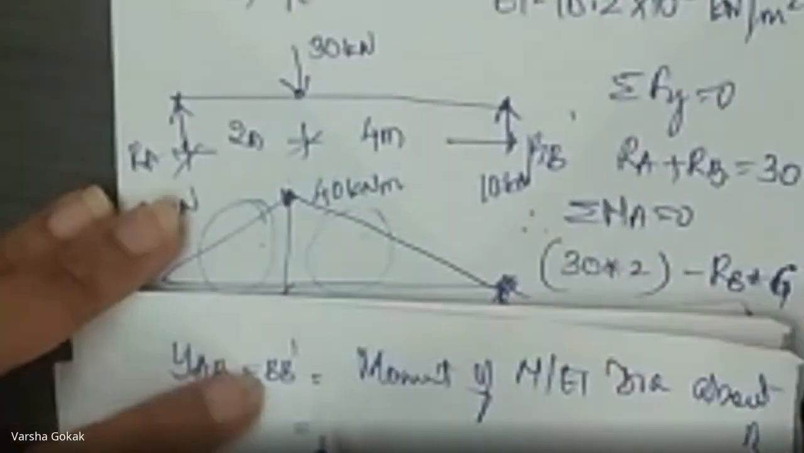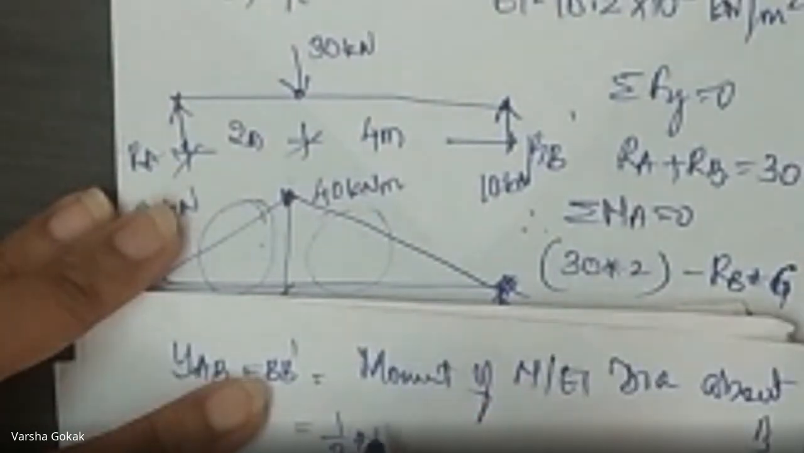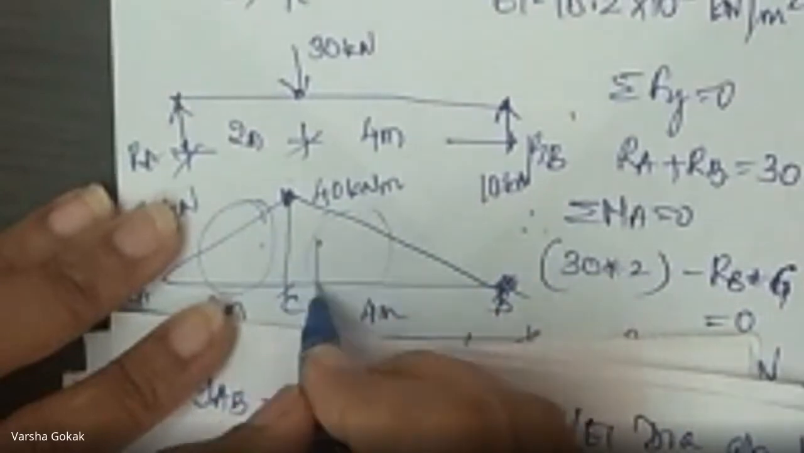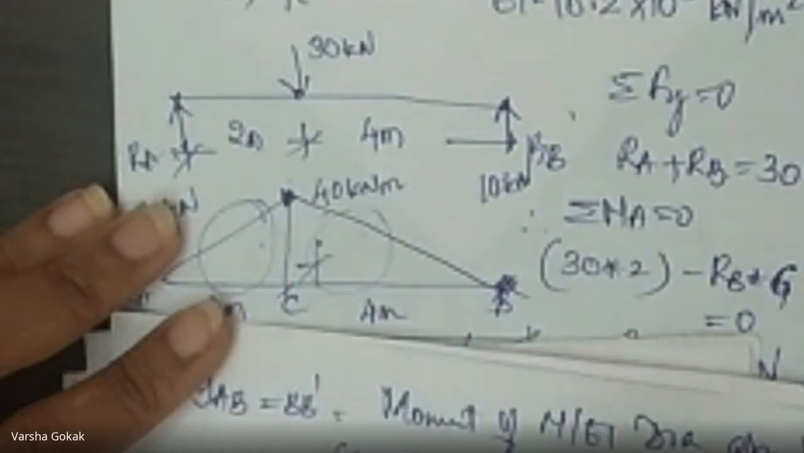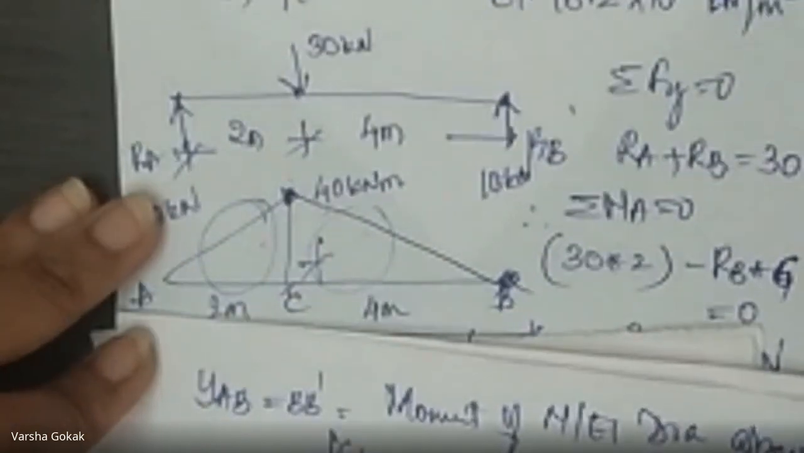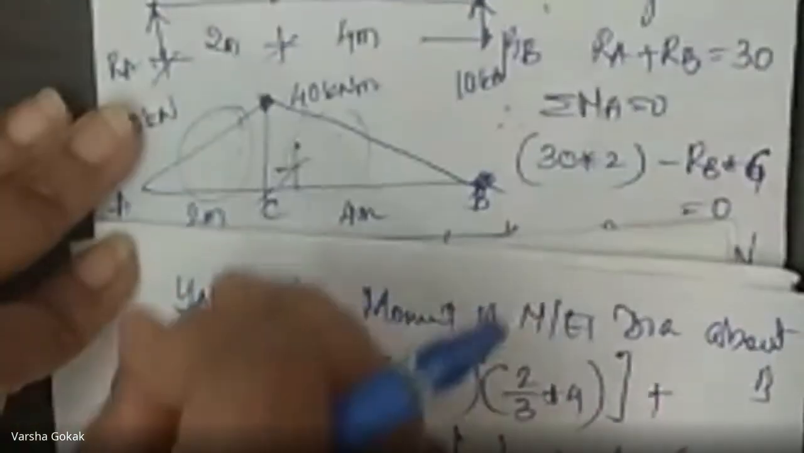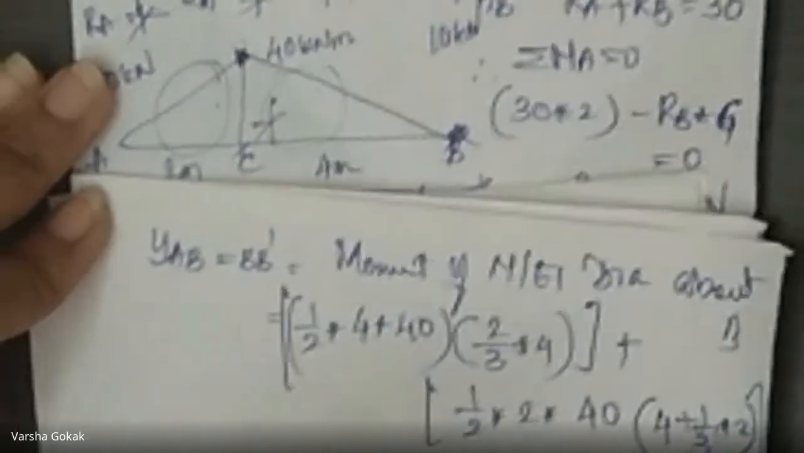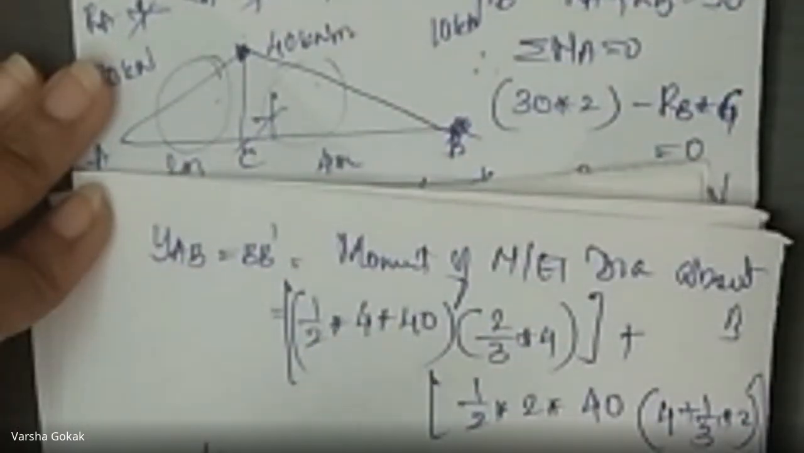Take the moment of these two triangles. Half base is 4, height is 40. CG lies here, at 2/3 of 4. Plus half base into height into 4 plus 1/3 of 2. Calculate this and get me the value of YAB, please.